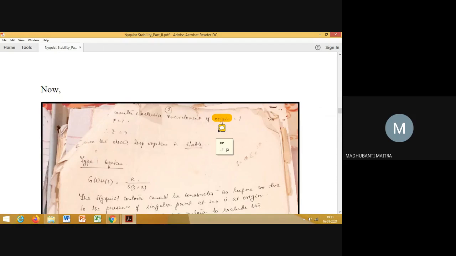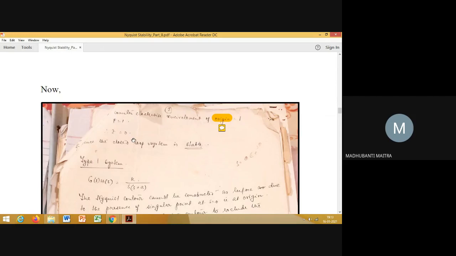So the counterclockwise encirclement of the critical point -1 + j0 is equal to 1. And from the open loop transfer function, it's clear that the value of P is equal to 1. So in the equation, n is equal to P minus Z, n is equal to 1, P is equal to 1, hence the value of Z will be equal to 0, right?